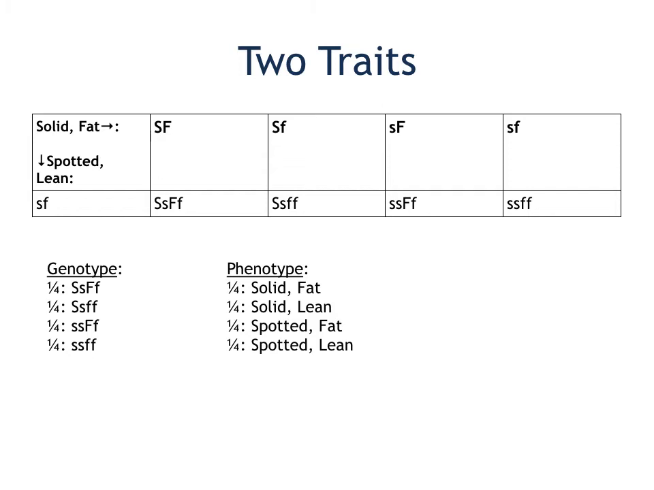And if we do all of our genotypes, they're 1 to 1 to 1 to 1, right? You have a 25%, or 1/4, chance of getting each different genotype. And we have 4 different resulting phenotypes.